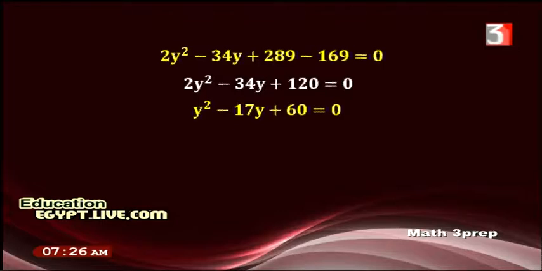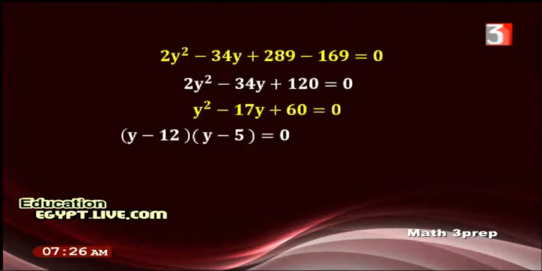Why? As their sum will be 17, and the last term is positive, both terms are like each other. Either both are positive or both are negative. You are going to choose the negative sign for both of them, as the middle term is of a negative sign. So the factorization will be y minus 12 multiplied by y minus 5 equals 0.